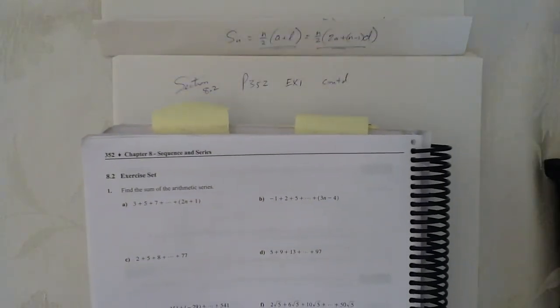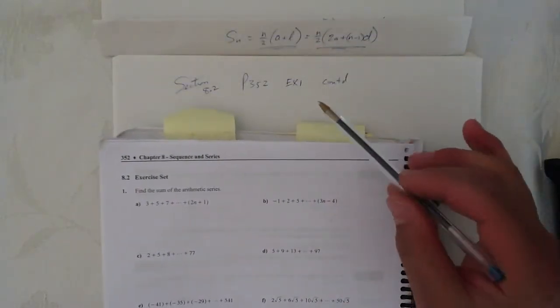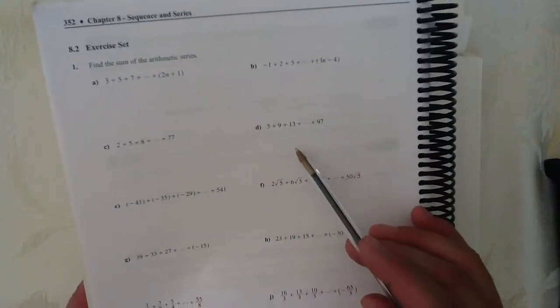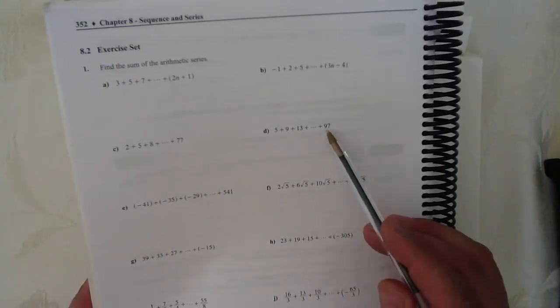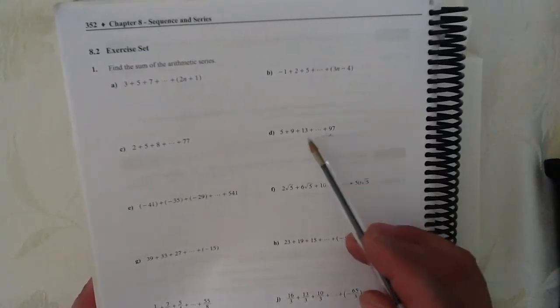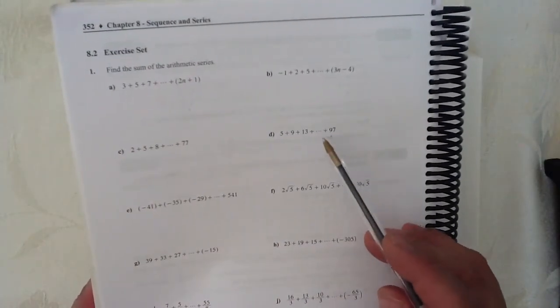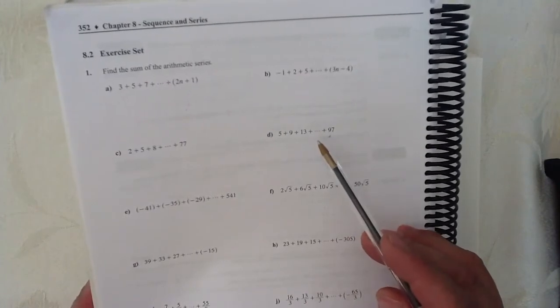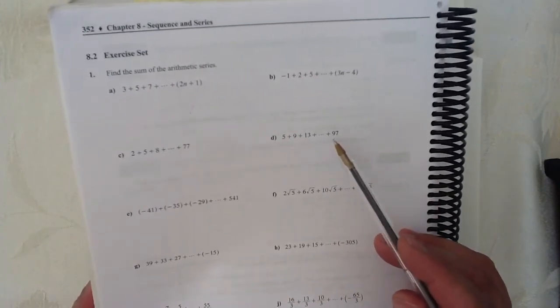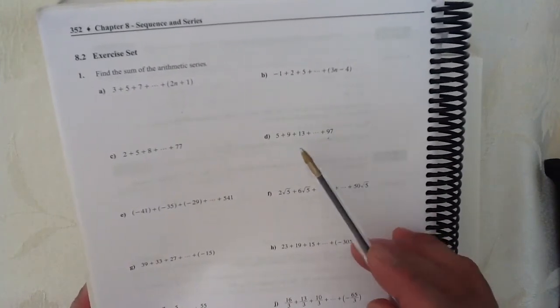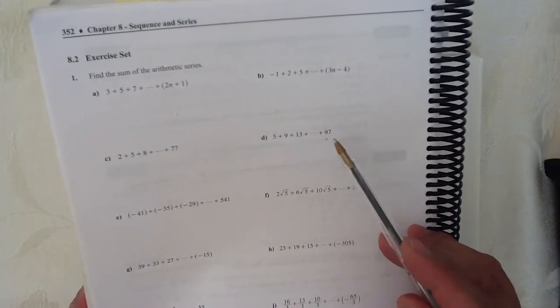Let's look at another one here from page 352, exercise 1. We'll look at D. In D, they just gave us a constant here for L. They didn't mess around like they did in the last one here, giving us variables. So in this one, we should be able to determine the sum without having to resort to displaying it as a variable. So 5 plus 9 plus 13, whatever, to 97.